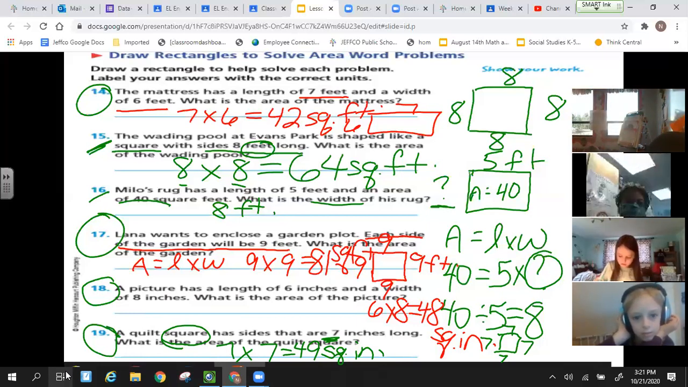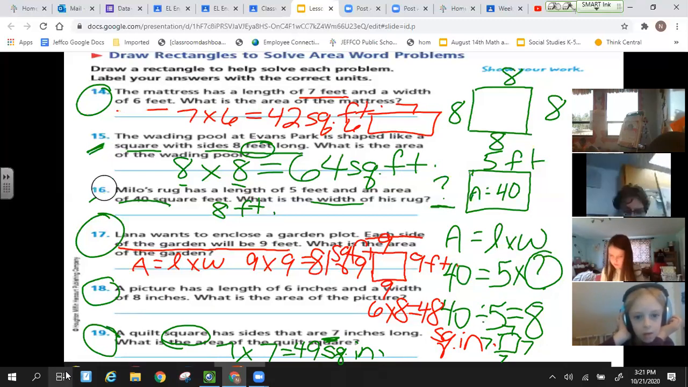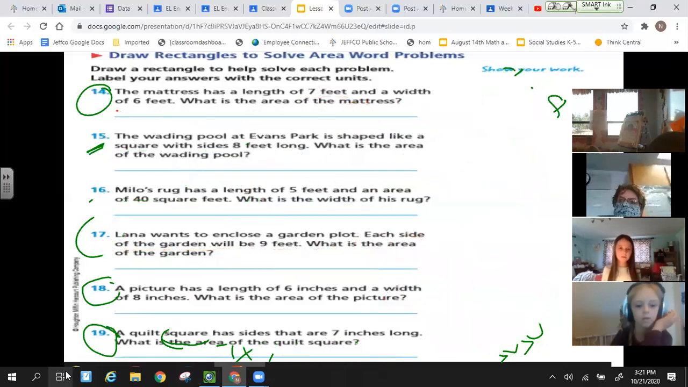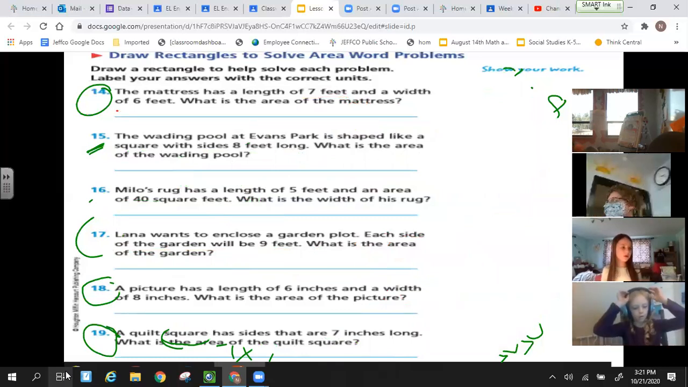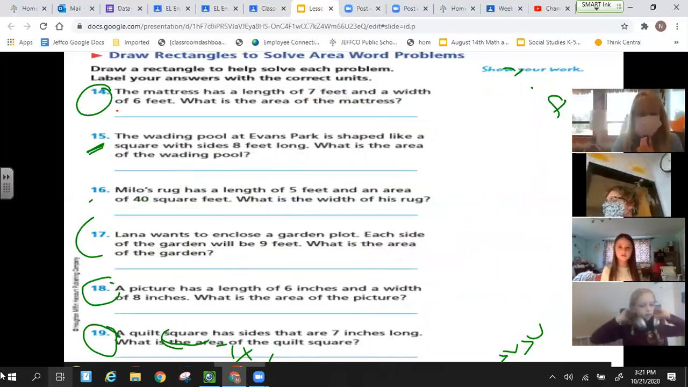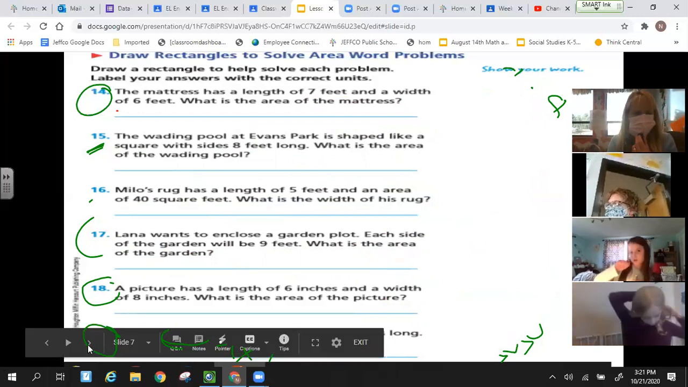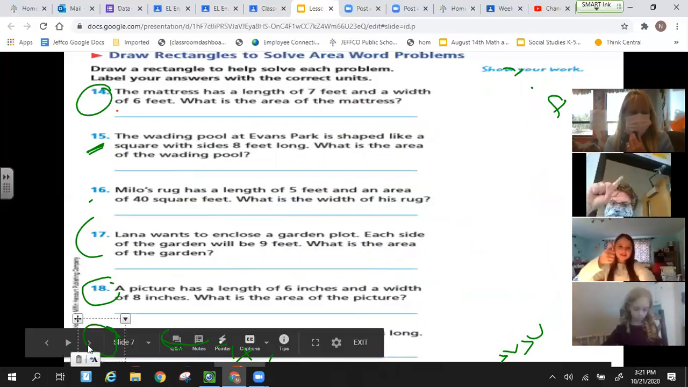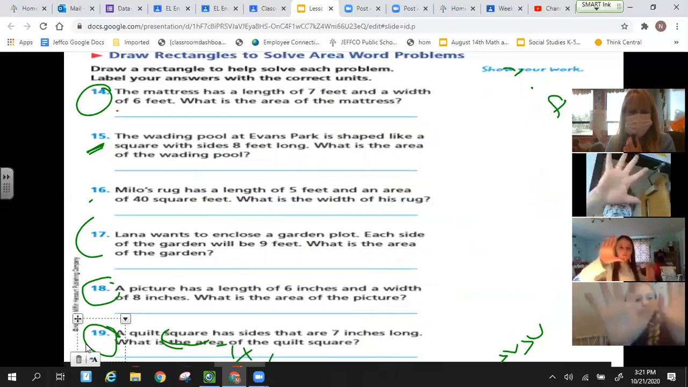I hope that you are feeling good about solving area word problems. How about a quick fist of 5 as you head out, showing me how you are feeling about solving area word problems. Fist of 5, 5 being the best. Nice. Thank you, Robert.